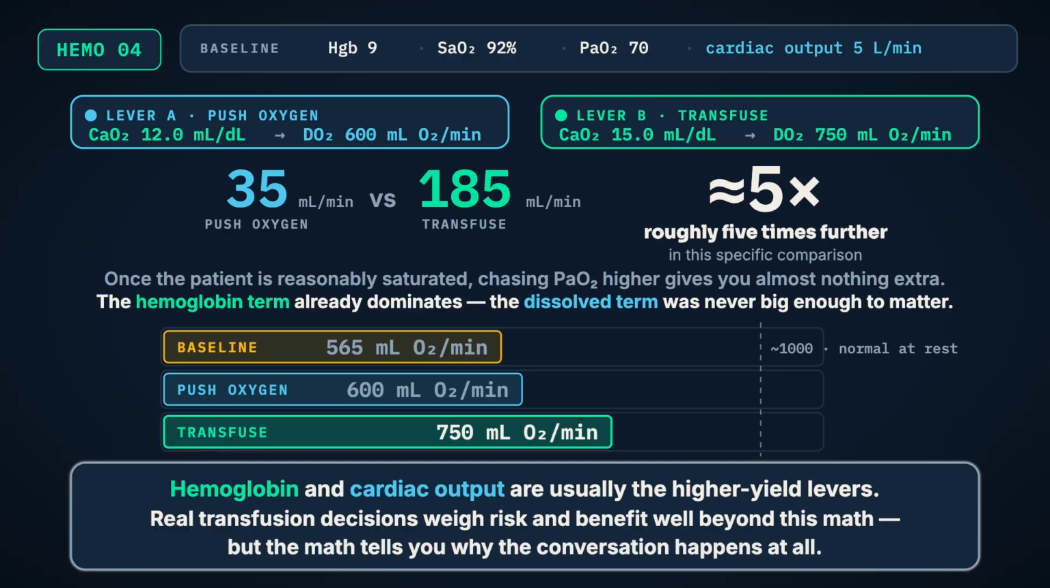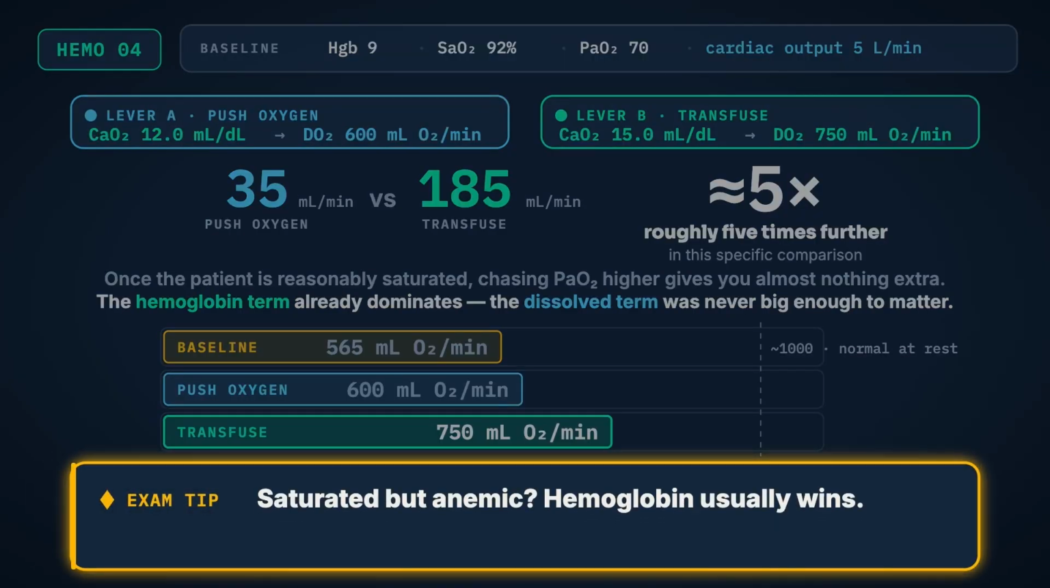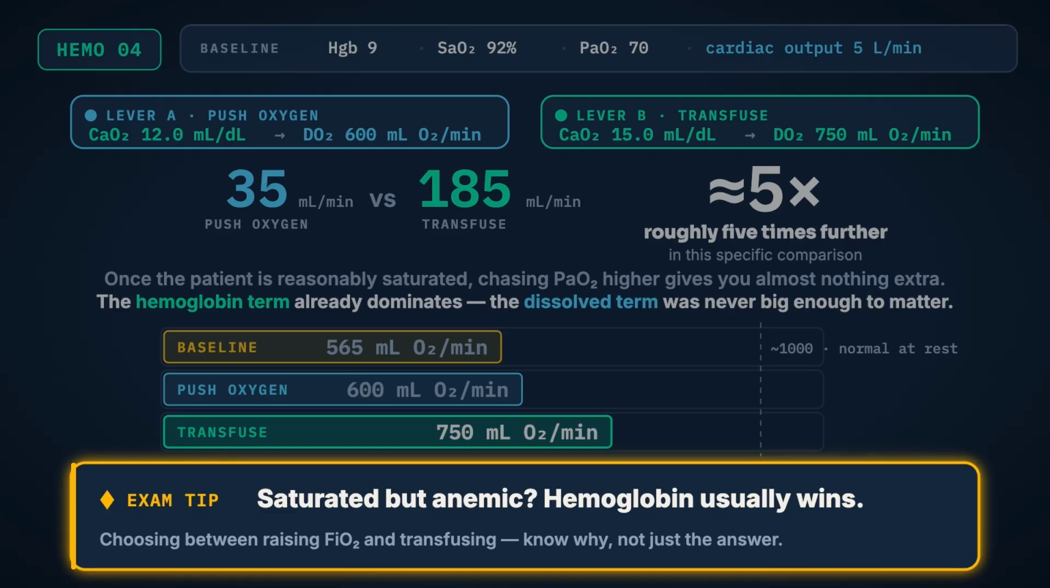Exam tip. Choice between increased FiO₂ and transfuse for a hypoxic but saturated anemic patient. The math says hemoglobin usually wins. Know why, not just the answer.